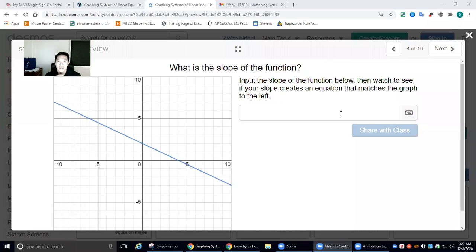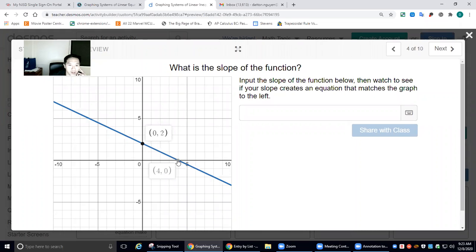Okay, so now let's input the slope of the function below. Then watch to see if your slope creates an equation that matches the graph to the left. So I'm going to go ahead and pause. Okay, before we input the slope, we have to find two good points. Damien said 0, 2. So you click on the graph, there it is, 0, 2.